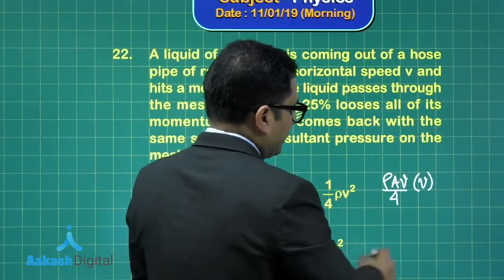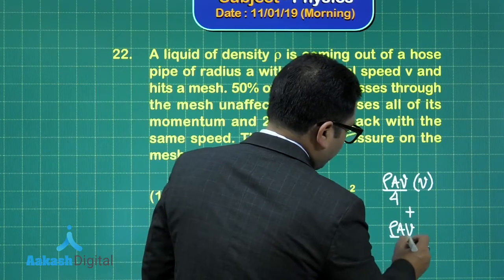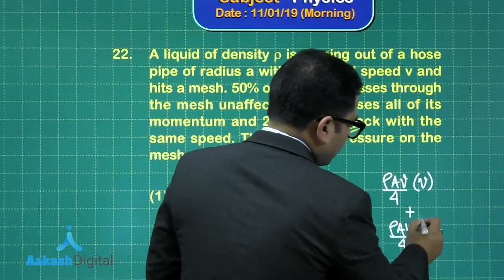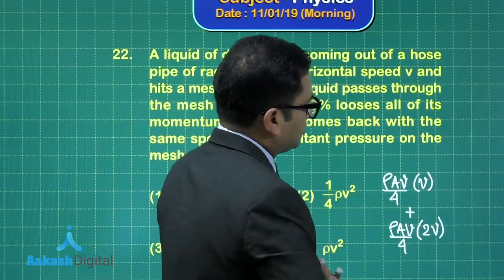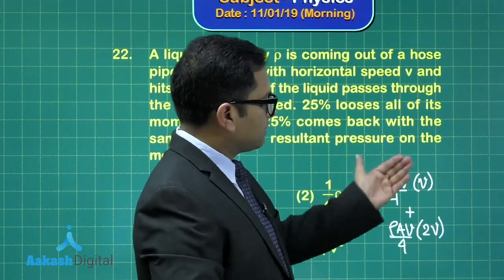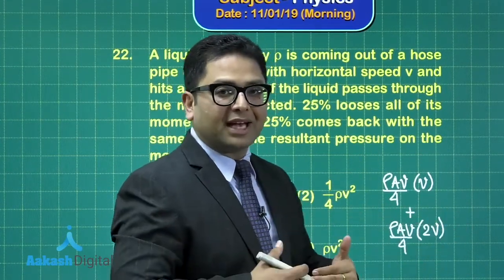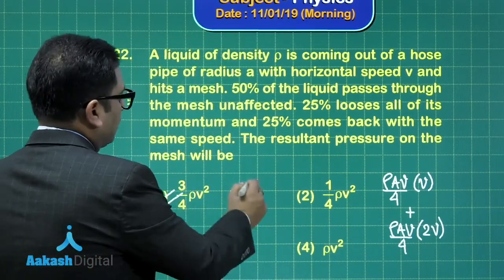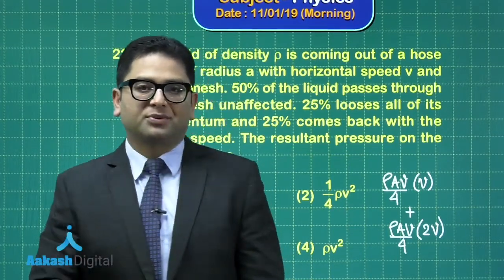And the next is the 25%, so that would be rho AV by 4, where A is the cross-sectional area, do not mind. And this one rebounds with the same speed, so the change is going to be 2V. So this plus this will be the force, which is 3/4 rho V squared per unit area. Quite obviously, it's straightforward. Option number 1 would be the correct option for question number 22.